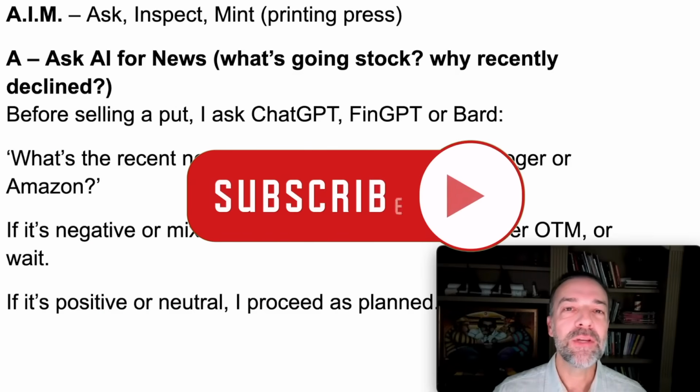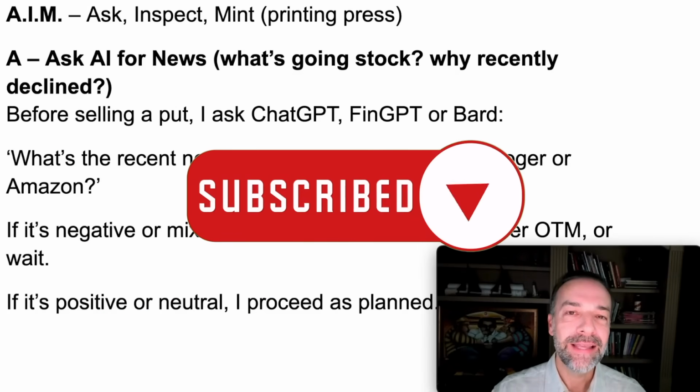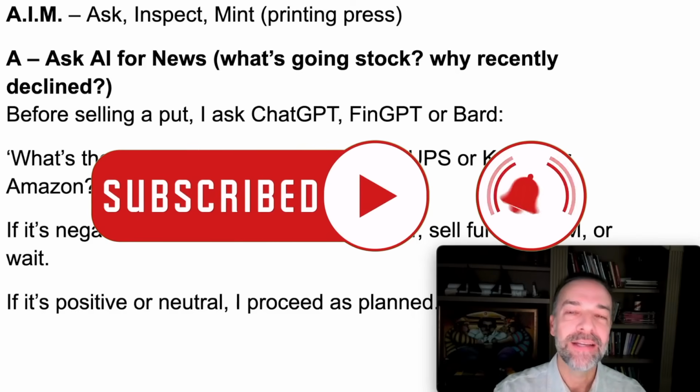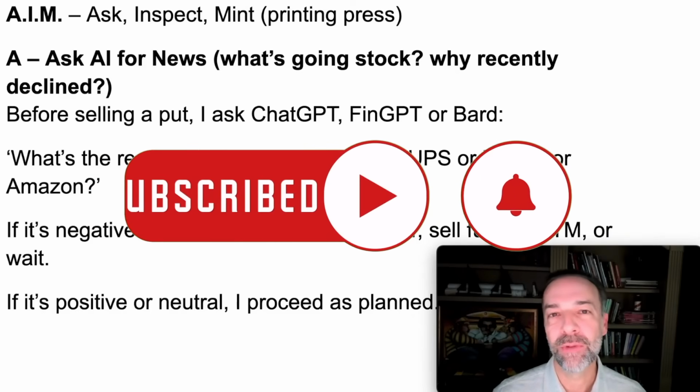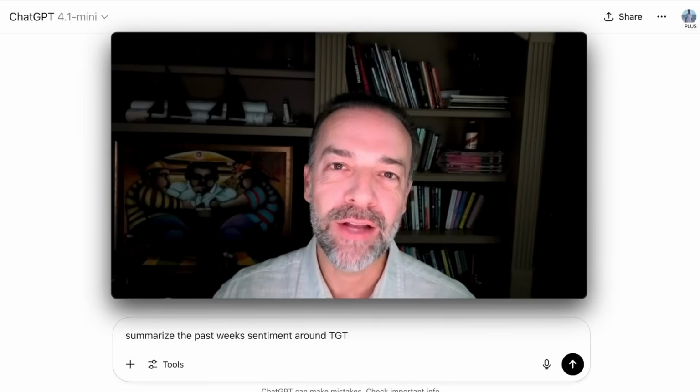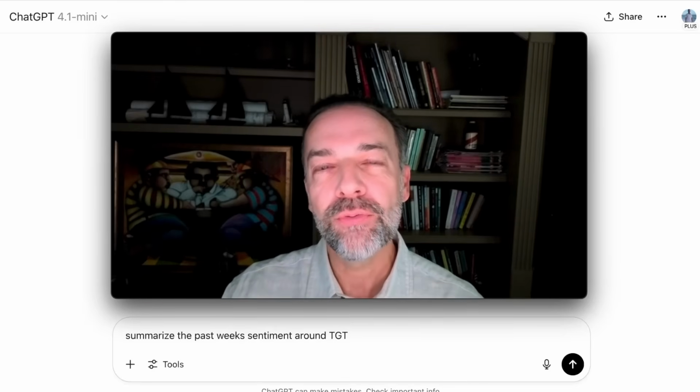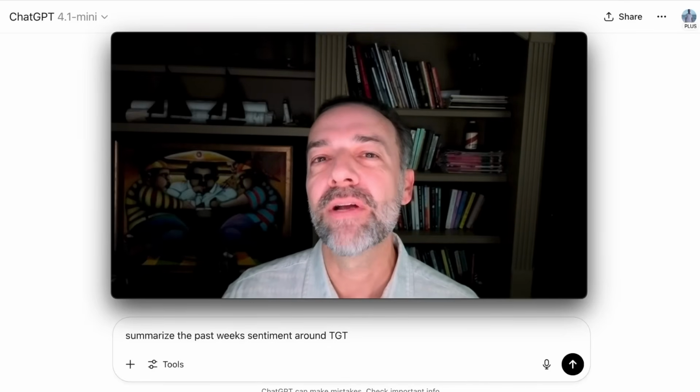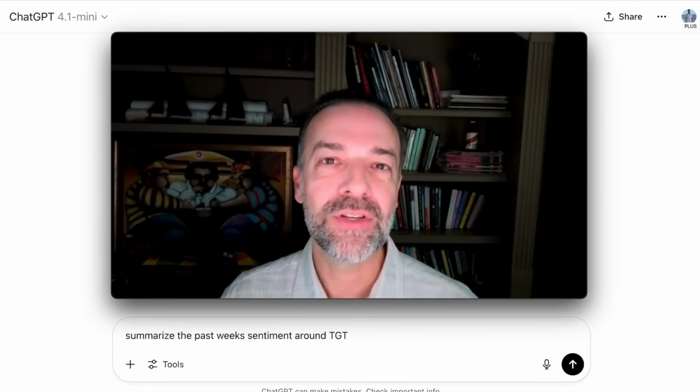So now let me show you exactly how to do this whole process, the AIM process, which is ask, inspect, and then mint or print your money. Now let's use this AIM strategy, which leverages AI, to talk you through a real life example. Let's say that we're interested in possibly doing a trade in Target. Here's exactly what I would do.